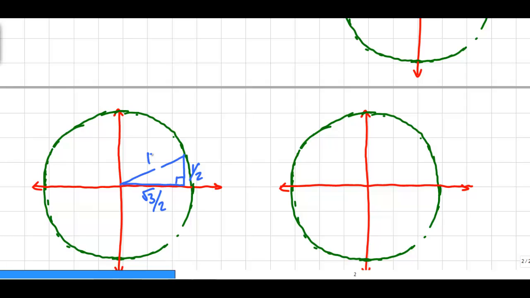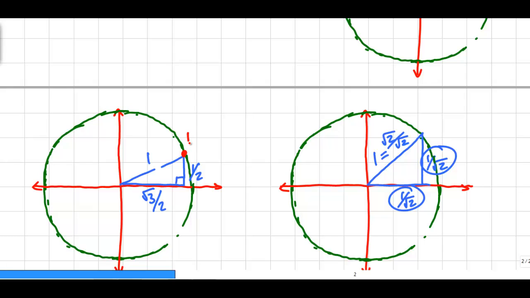I can also do it with that 45, 45 triangle. I can draw this out. I know this is 1 and 1 and root 2, but if I want my radius to be 1, I have to divide all sides by root 2, and that's what my triangle looks like now, so that I've got a radius of 1.